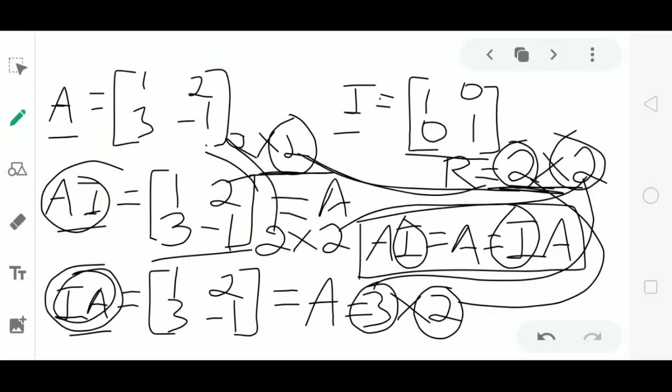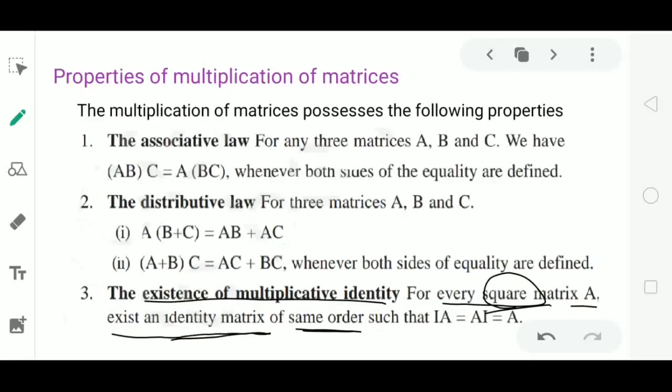In this example, we have considered the order of I as 2, which is the same as the order of A, such that I into A equals A into I equals A. So this is the property of existence of identity.